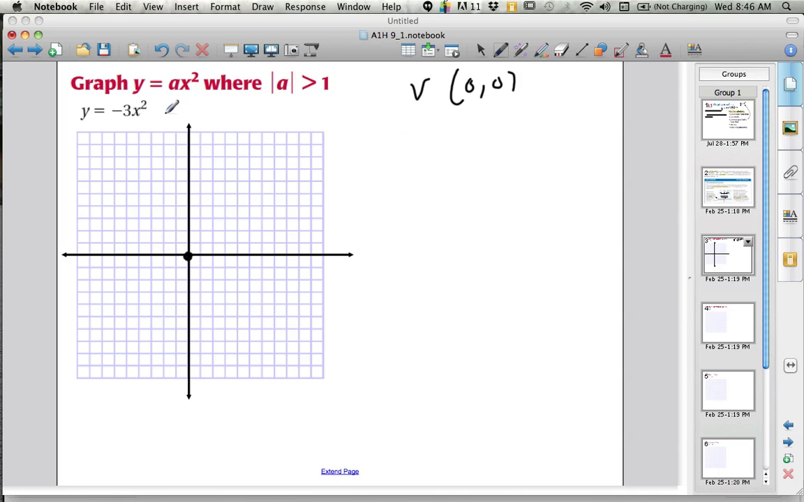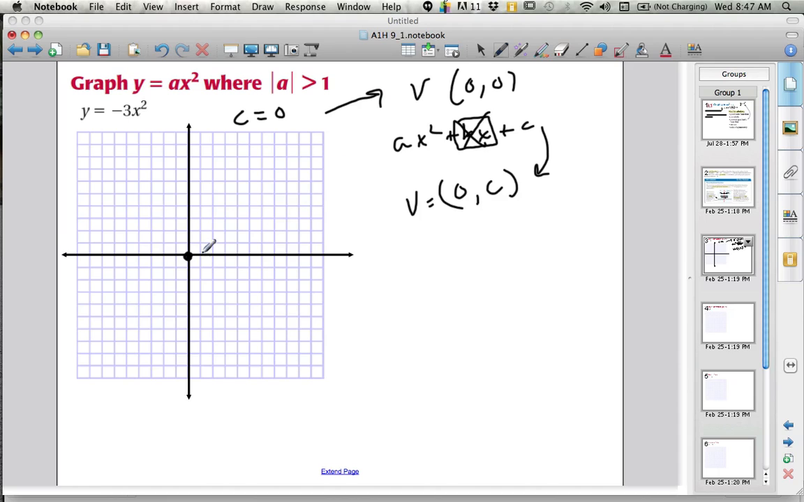And anytime there's no middle term, remember ax squared plus bx plus c, when I say middle term, I'm talking about this term here. Anytime this middle term is not there, my vertex will be at 0, c. And in this case, c is equal to 0, so we're at 0, 0. Okay? So there's my vertex.